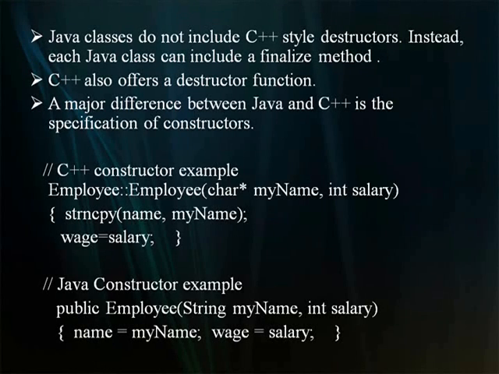C++ also offers a destructor function that is automatically executed when the object is deleted. The destructor has the same name as the constructor but preceded by a tilde. A major difference between Java and C++ is the specification of constructors. Like C++, Java constructors are methods with the name of the class. However, the body of Java constructors can have three different forms. Here can see one example for C++ constructor and Java constructor.